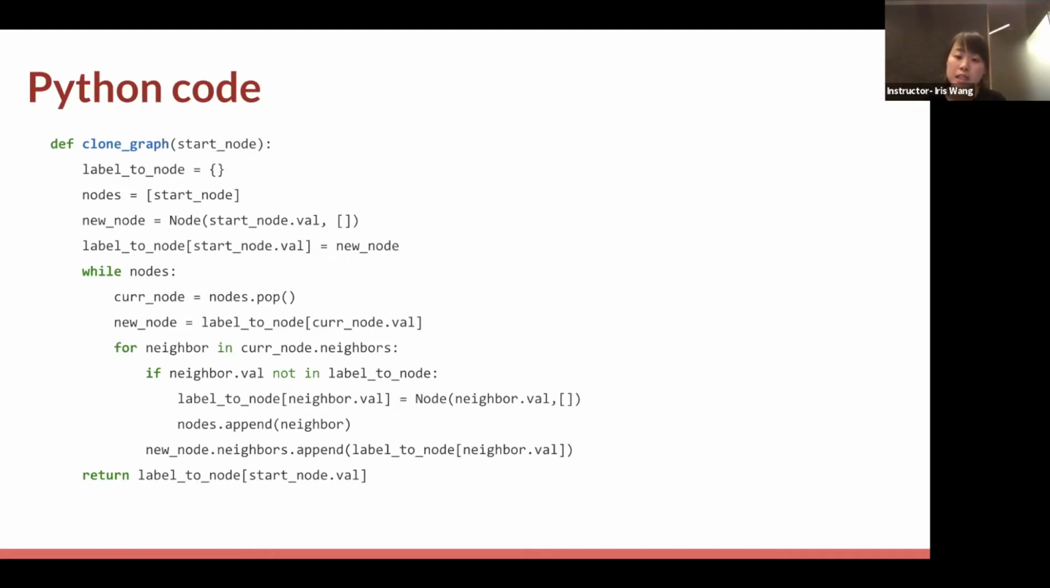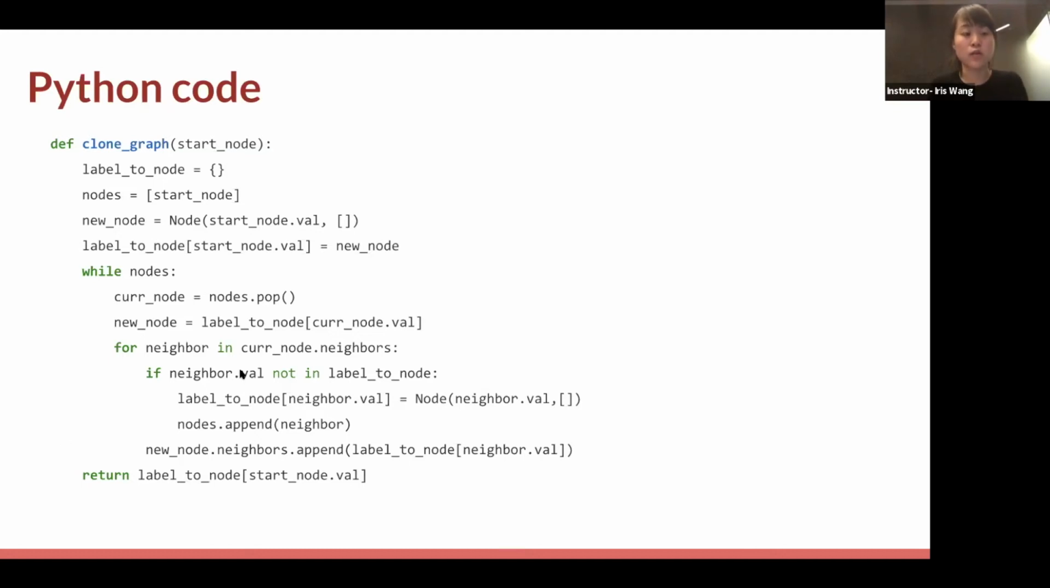Cool. Someone asked, don't we also need to check if the node is already visited or not? The way this was done is if you look at this if check right here, the label to node mapping kind of tracks what values you've visited, if that makes sense. If you've already created a cloned version of a node, that means that you have either already visited that node or it's already in the stack so that it will be visited.